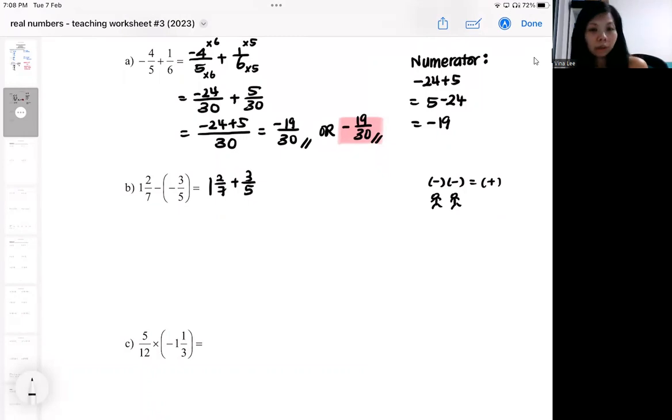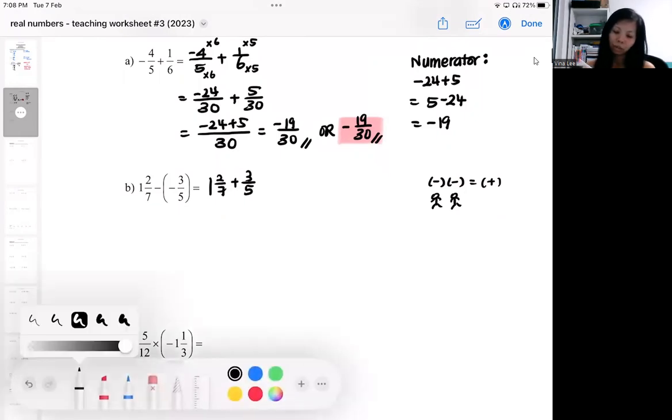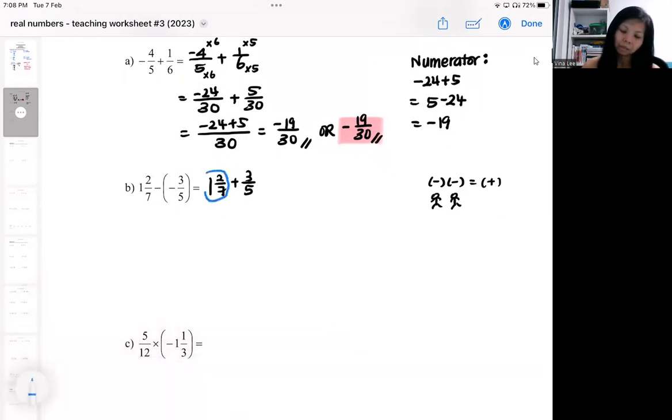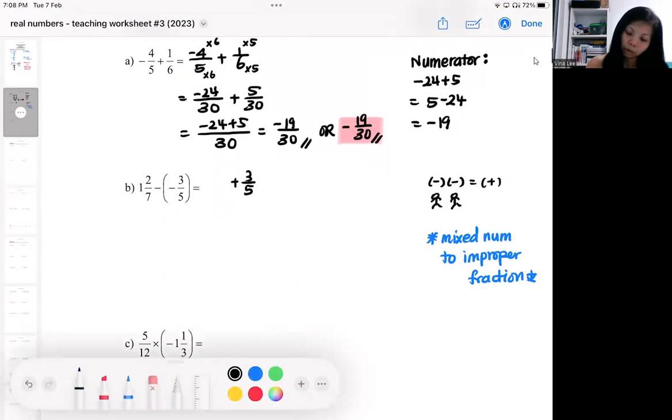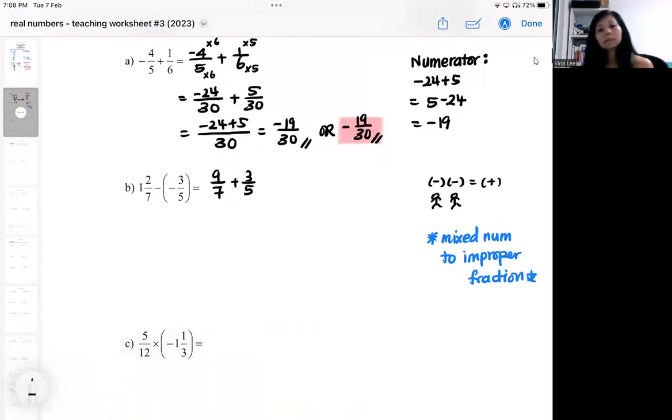Okay, so this is fraction plus fraction. Obviously, you still need to make same denominator. But a lot of students will make same denominator in this format. So if you see this one is a mixed number, you change a mixed number to improper fraction. Okay, so I'm going to change. So this one will get a 9/7. So I change a mixed number to improper.